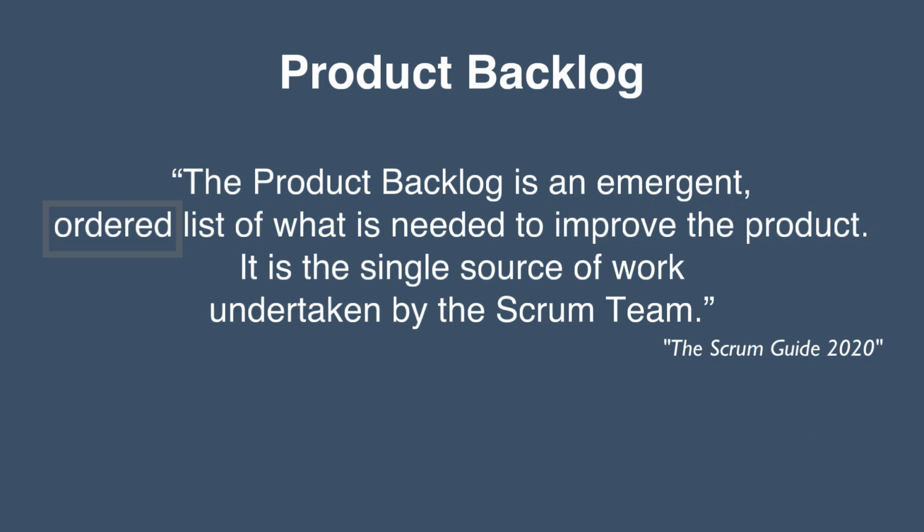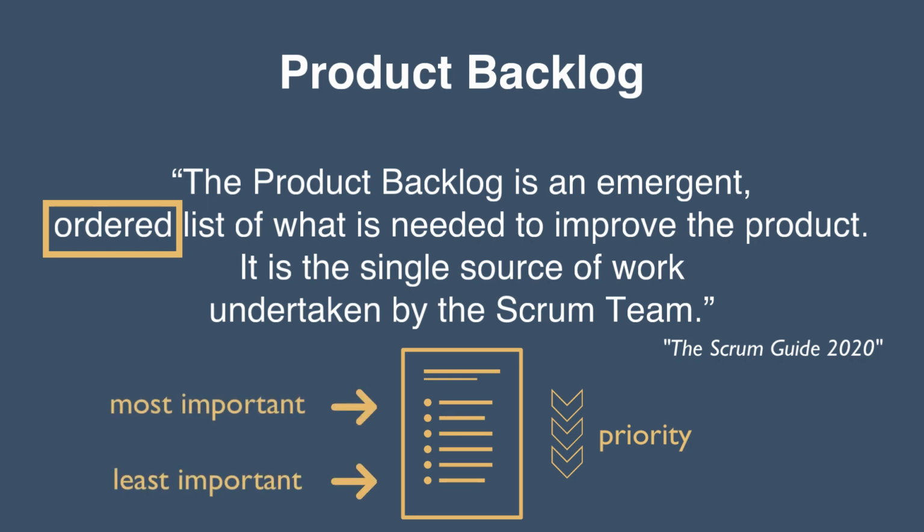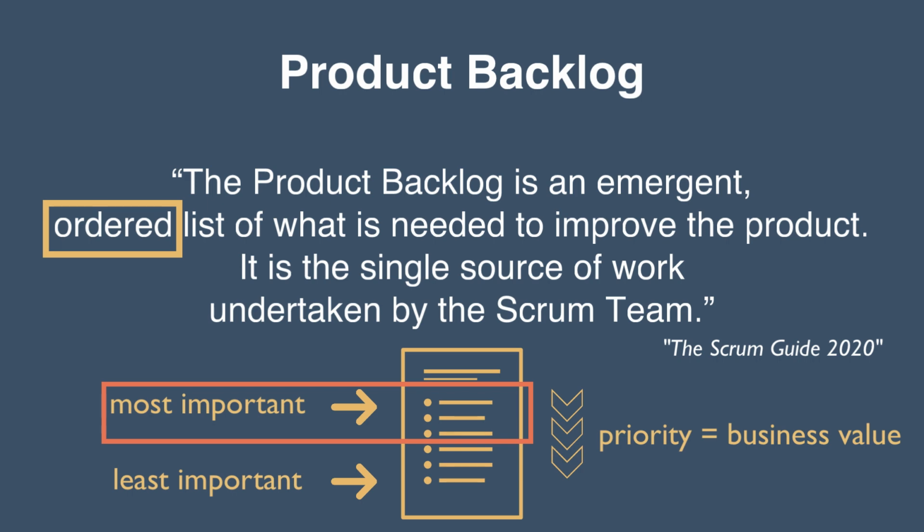Also, notice the word ordered. A list of items is not a product backlog unless it is ordered by priority. The most important items are at the top of the list and the least important items are at the bottom. Why does this matter? Here is why. Importance is measured by the business value provided by an item. Therefore, having the most important items at the top of the list ensures they are completed and delivered as soon as possible, and business value is acquired early.